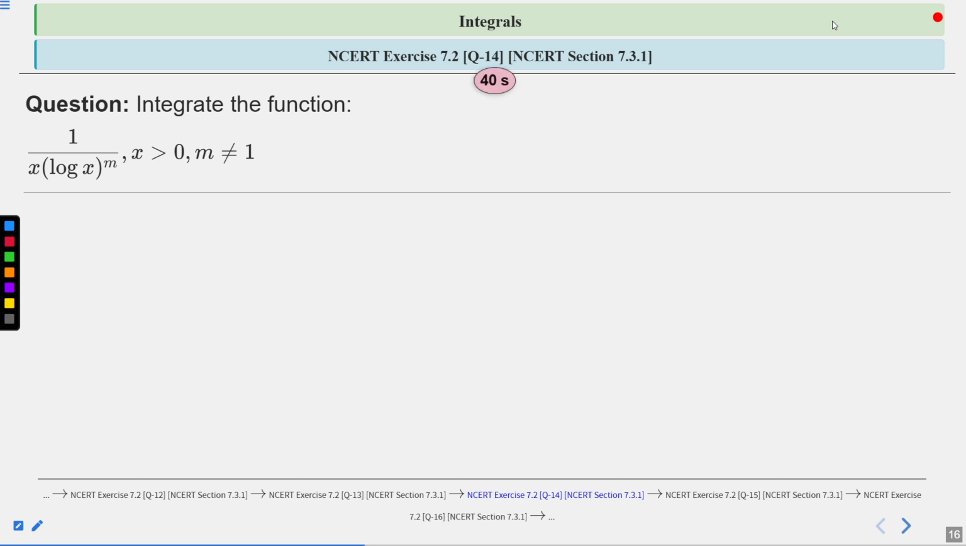Again, you have some time to solve or think about this. After that, we will discuss the solution part. Okay. Hope you all have attempted this. Let us see how we can solve this question.